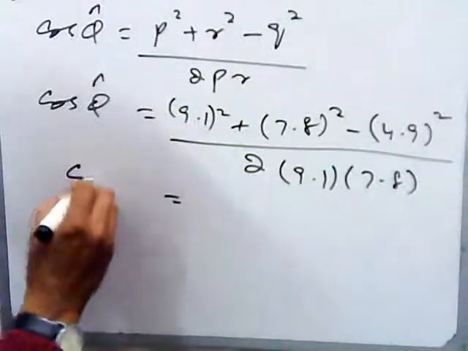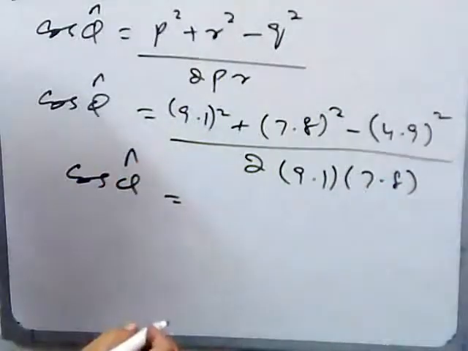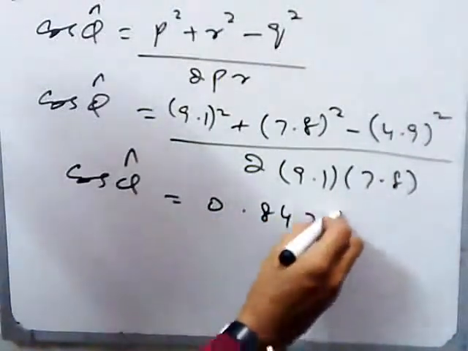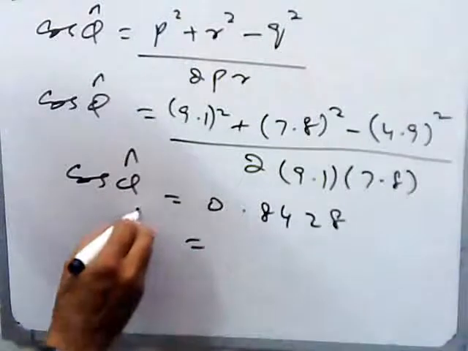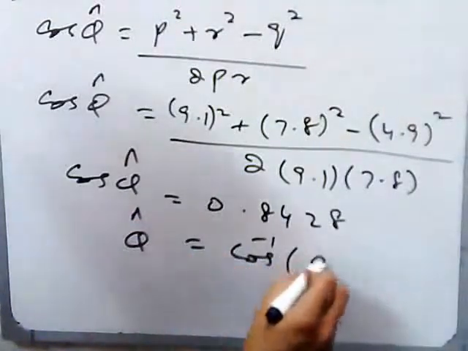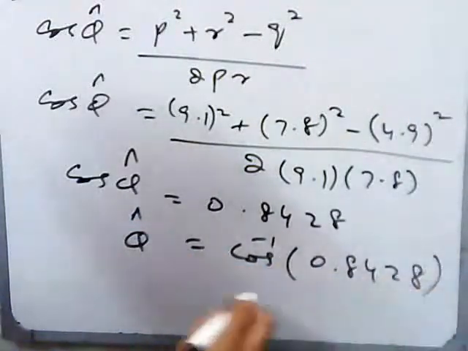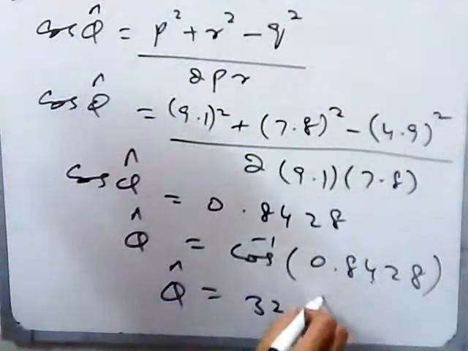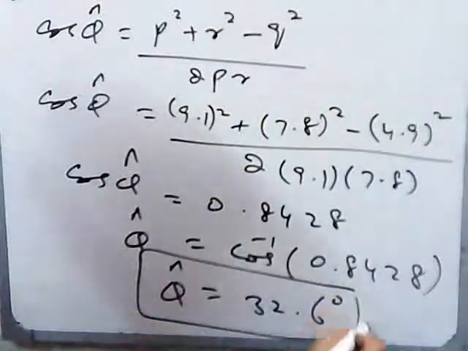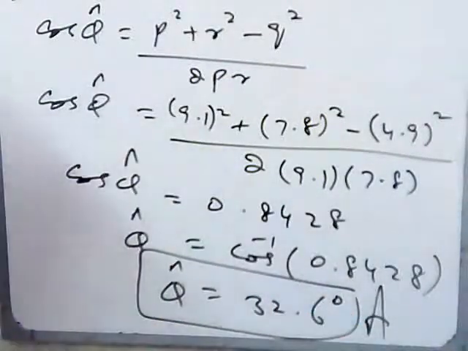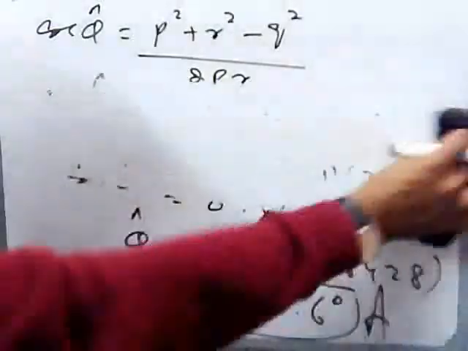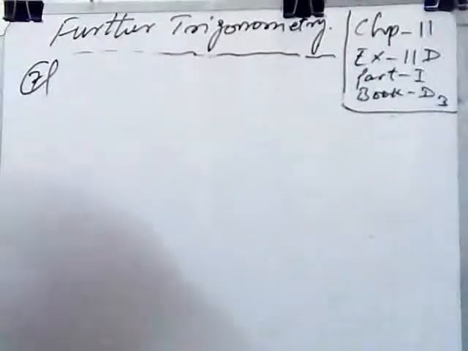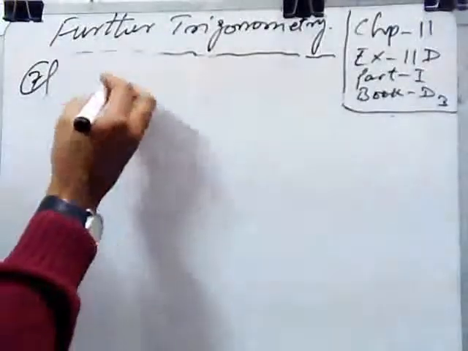Now after simplification we will get 0.8428, but we need angle Q, so it will become cos inverse of 0.8428. So by using a calculator, the angle is 32.6 degrees. So that is your result. Now coming to the third part. In the third part we have to find angle R.